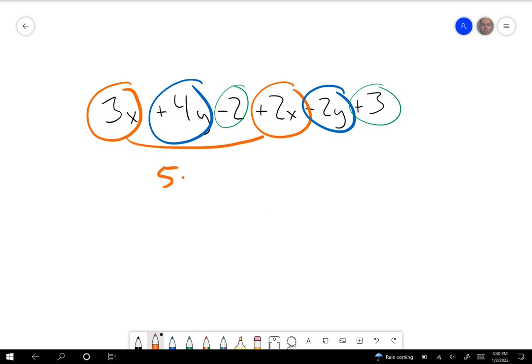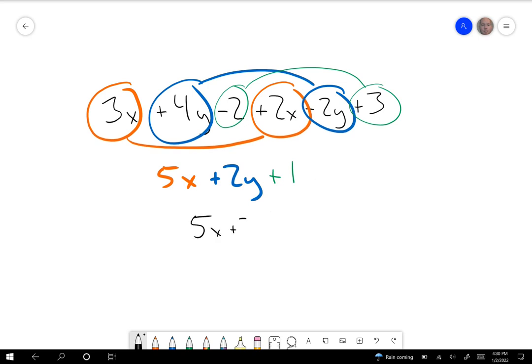After determining which ones were alike, we simply add them together. 3x plus 2x is 5x. 4y minus 2y is 2y. And then the constants negative 2 plus positive 3 make a positive 1. So we end up with a simplified version of the original expression. But this is kind of a shortcut.